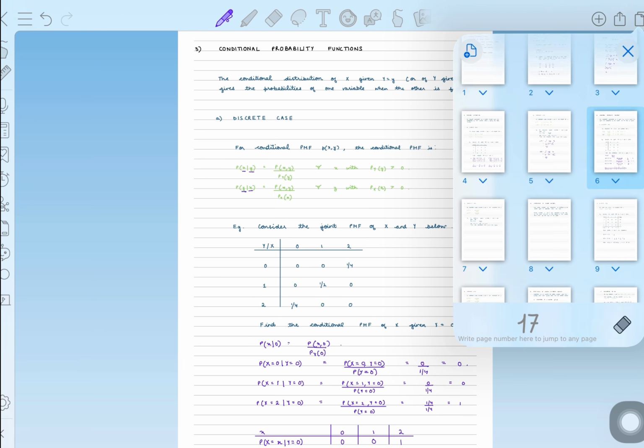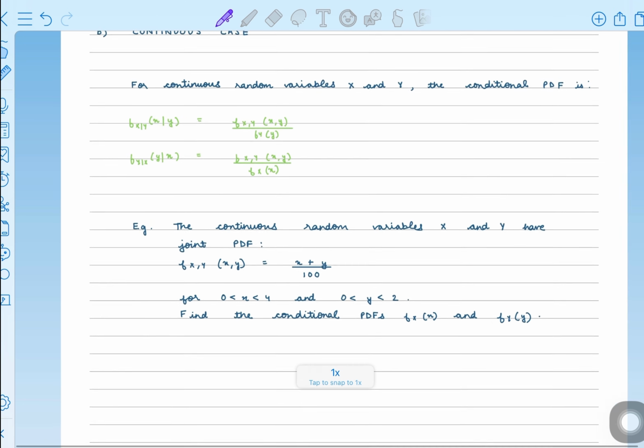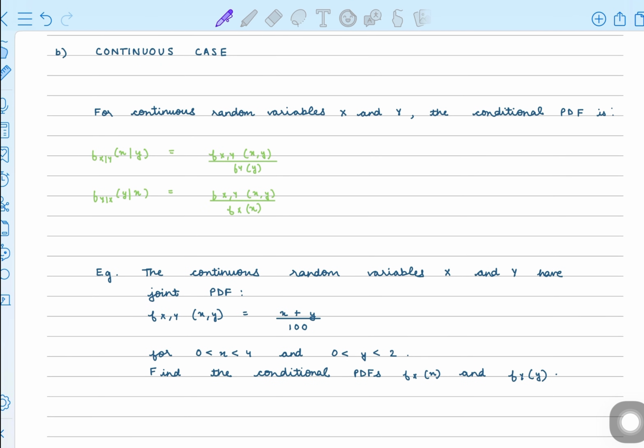Next, let's look at the continuous case. For continuous random variables x and y, the conditional PDF is given by f of x given y is equal to f of x comma y upon f of y, and f of y given x is equal to f of x comma y upon f of x. Again, let's look at the same example. This time we are to find the conditional PDFs for f of x and for f of y.